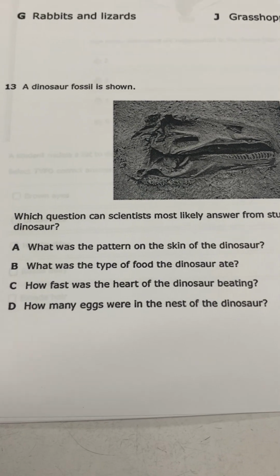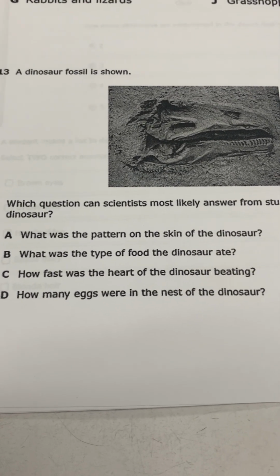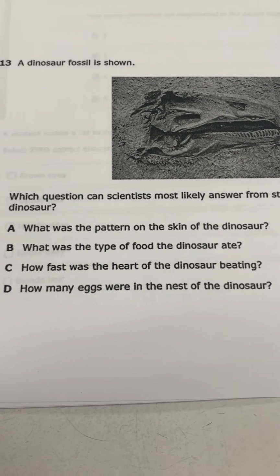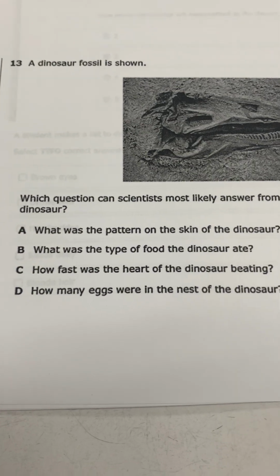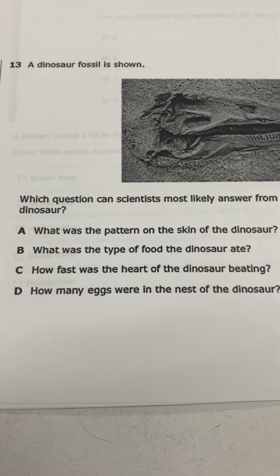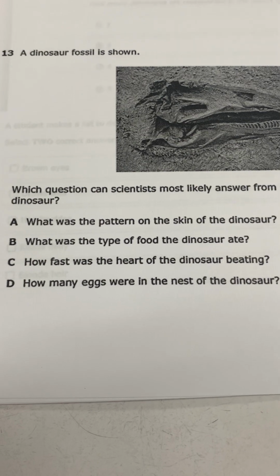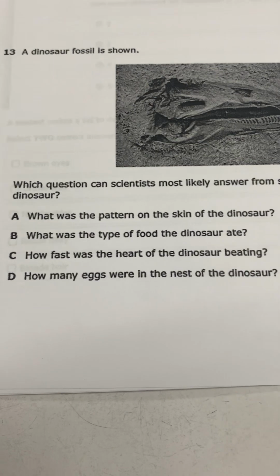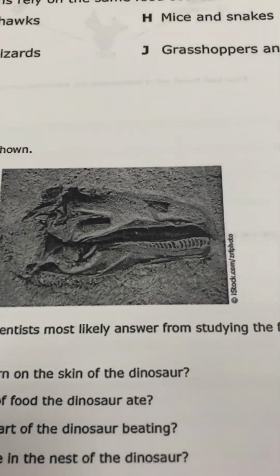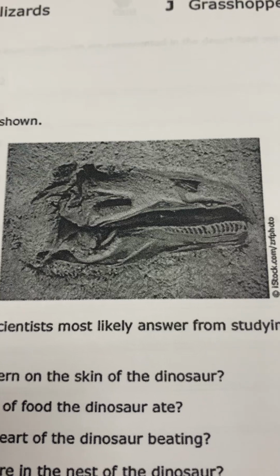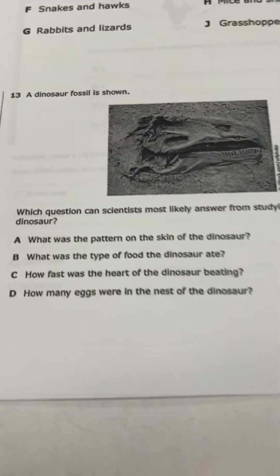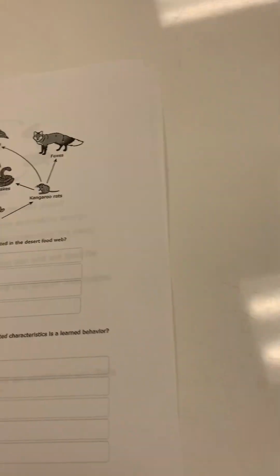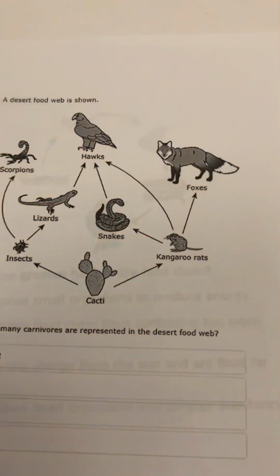Is it A, what was the pattern of skin on the dinosaur? Is it B, what was the type of food the dinosaur ate? Is it C, how fast was the heart of the dinosaur beating? Was it D, how many eggs were in the nest of the dinosaur? What could the scientists answer from looking at that picture or that fossil? Okay, choose the best answer, then go on to the next question.